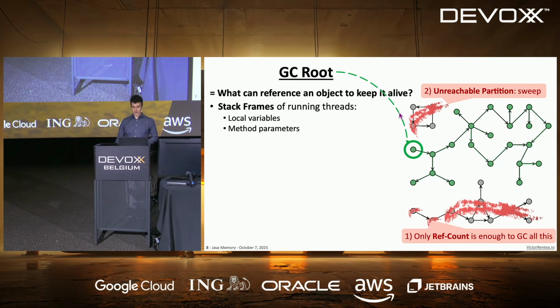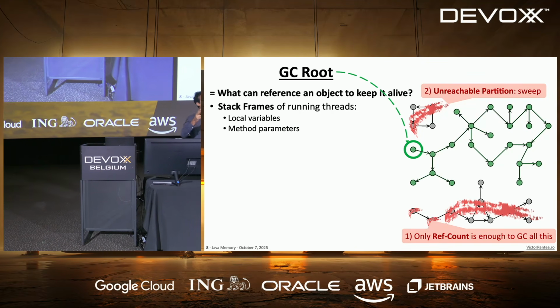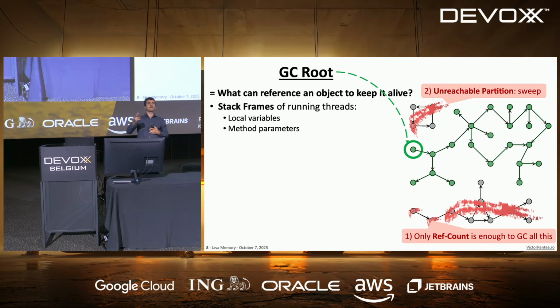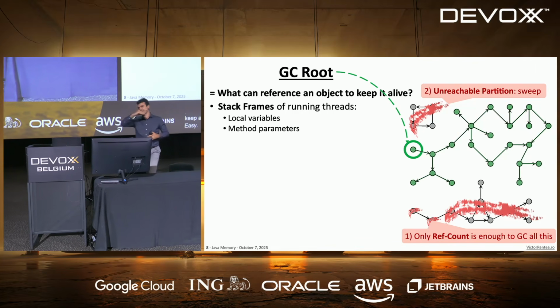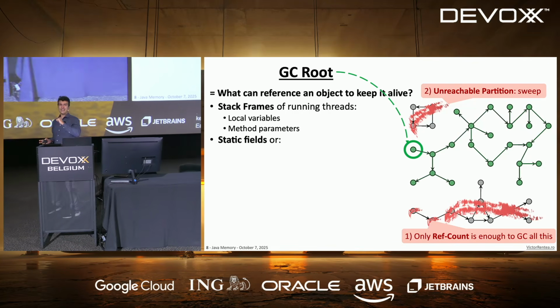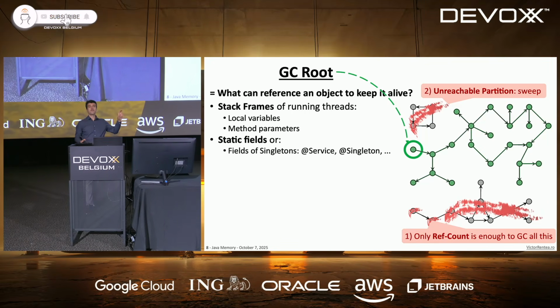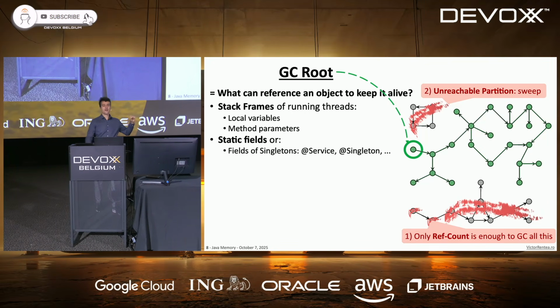Goodbye, those objects. Fun. But now, what is the GC root? We discussed already local variables, method parameters. Can you give me another example of something that can keep a strong reference and prevent an object from being evicted? Easy. Static fields, the first thing.